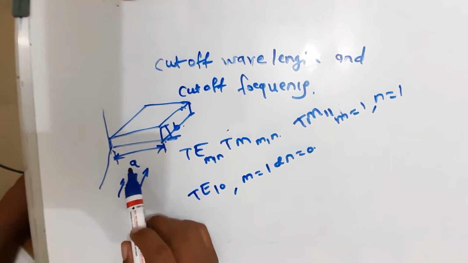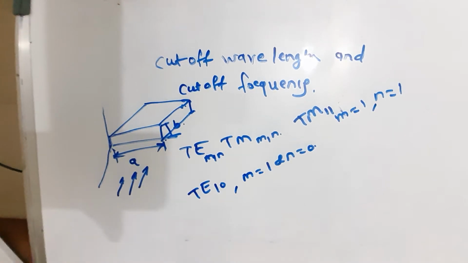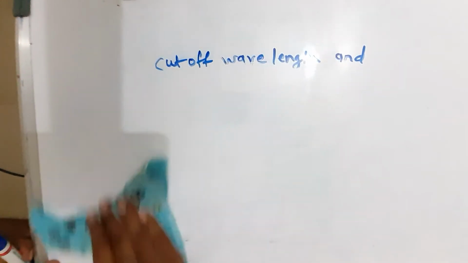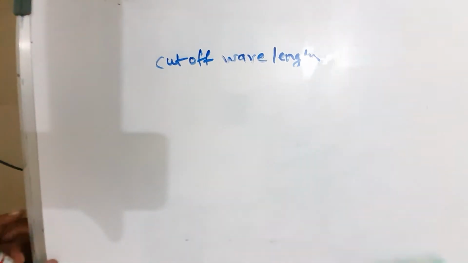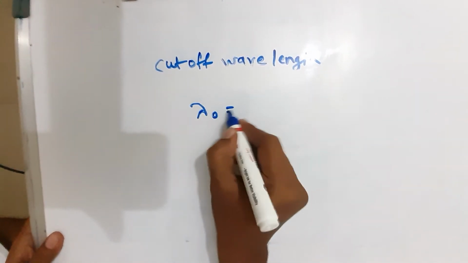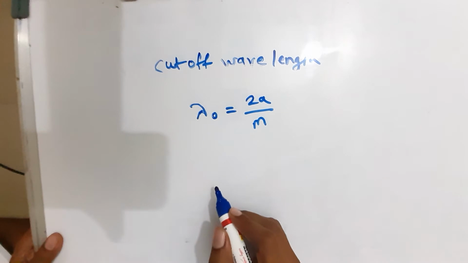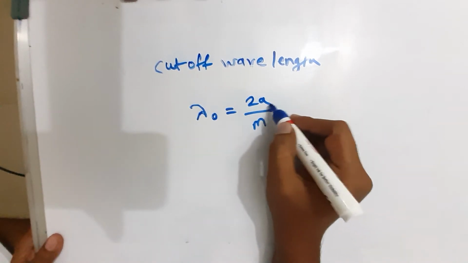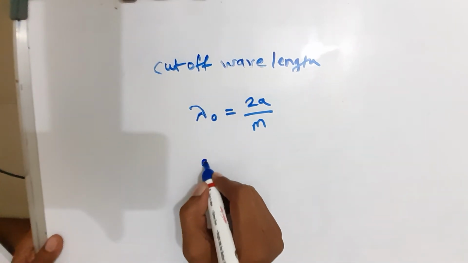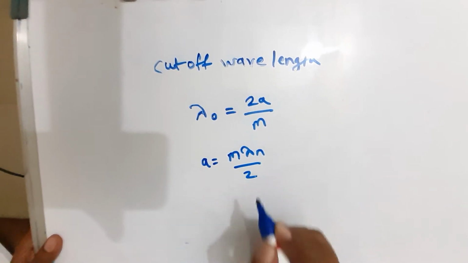We have to find out the cutoff wavelength and the cutoff frequency inside this particular waveguide. Firstly, I will write down the formula for the cutoff wavelength. The cutoff wavelength is represented by lambda 0 equal to 2a divided by m. This is nothing but the width, or the distance between the walls. The formula for e equal to m lambda n divided by 2.